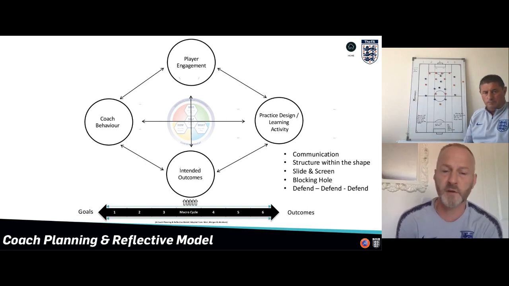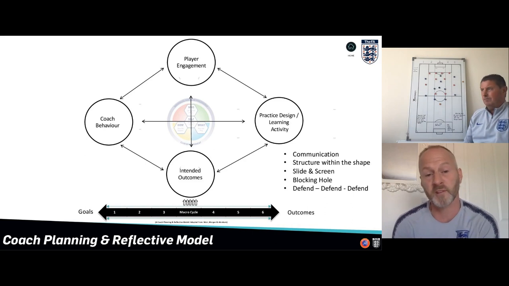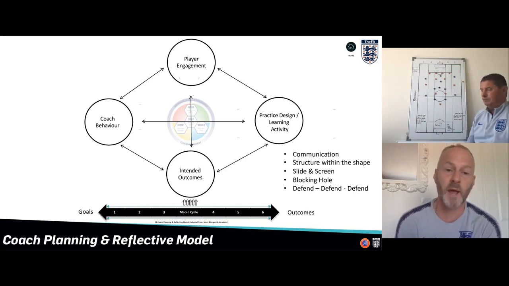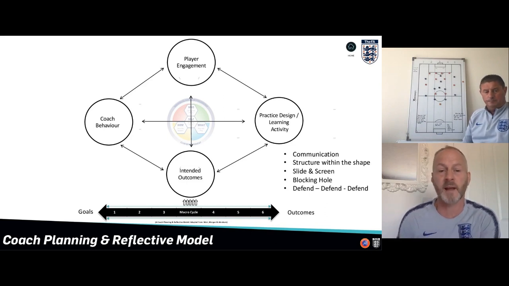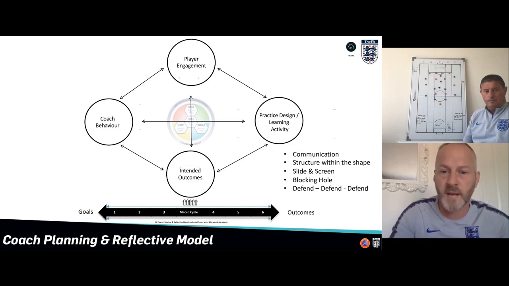And then in turn, after the practice, you can revisit the model and use it to reflect. So, did you go after too many intended outcomes? Were they the right outcomes you wanted to achieve? And did the practice design and learning activity, along with the coach behaviour and player engagement, allow the intended outcomes to come to light? So that's an overview of what the model is.